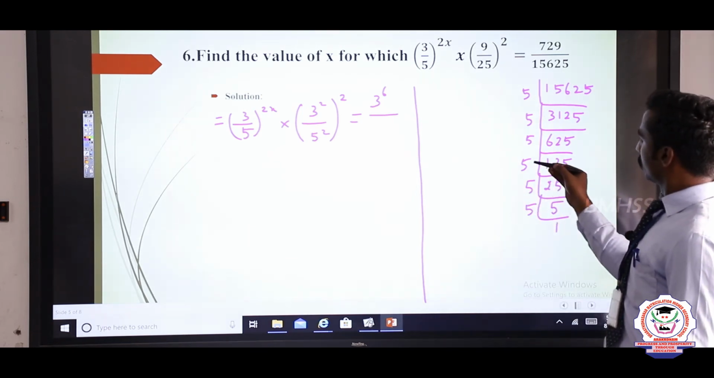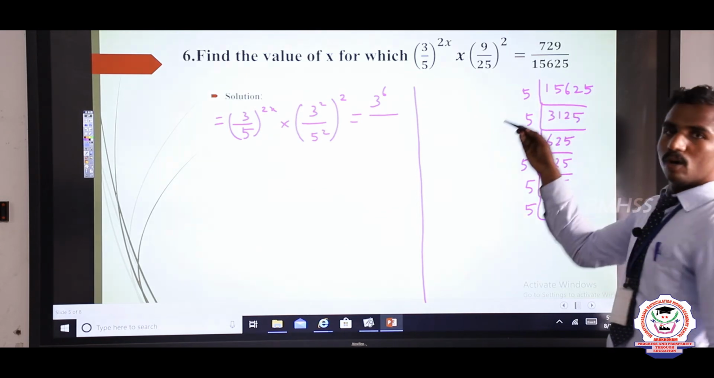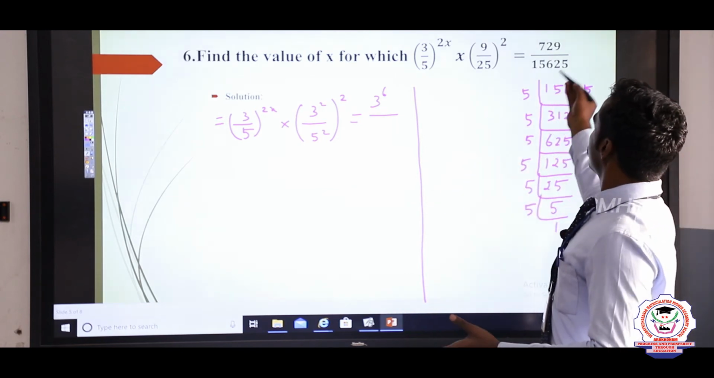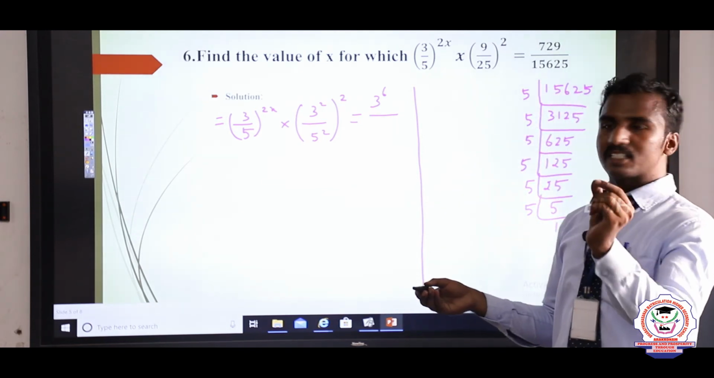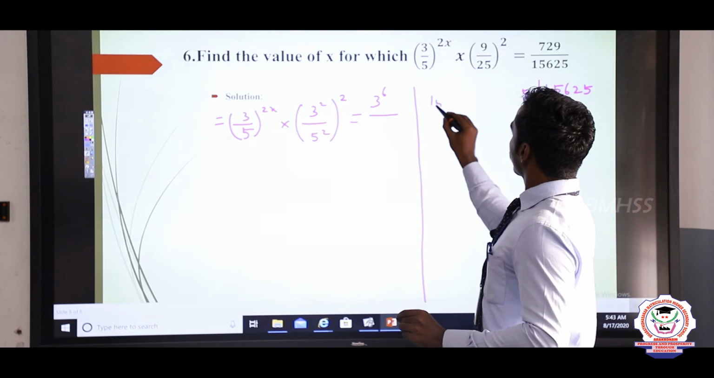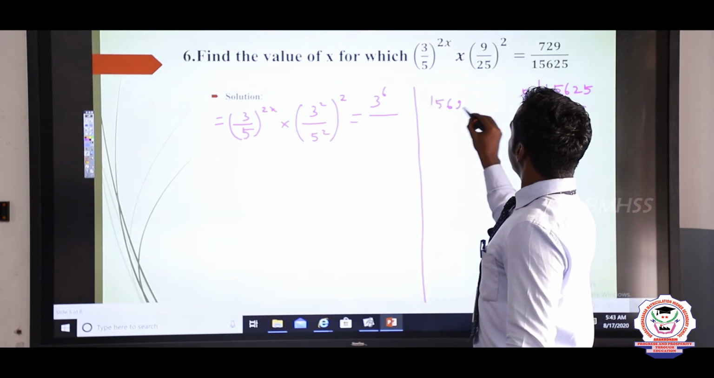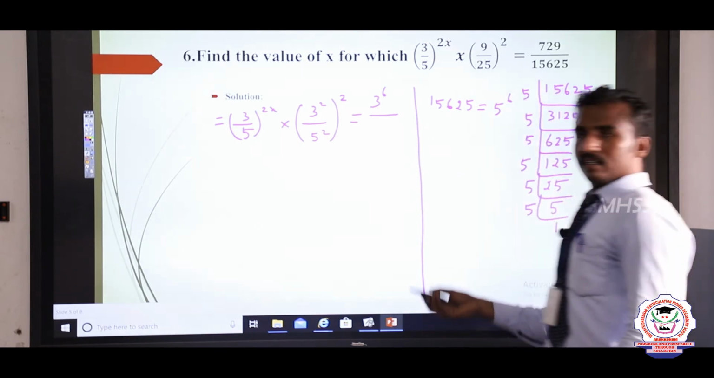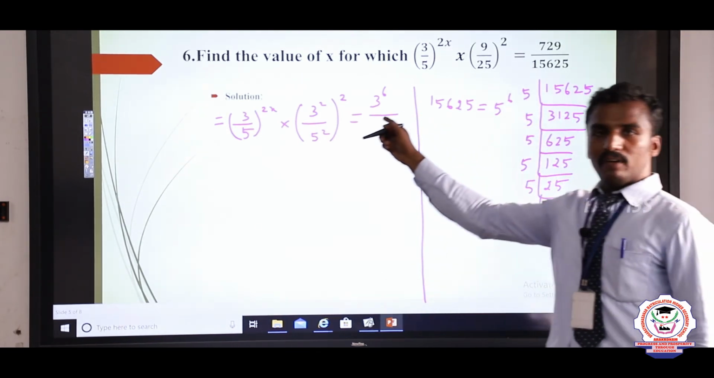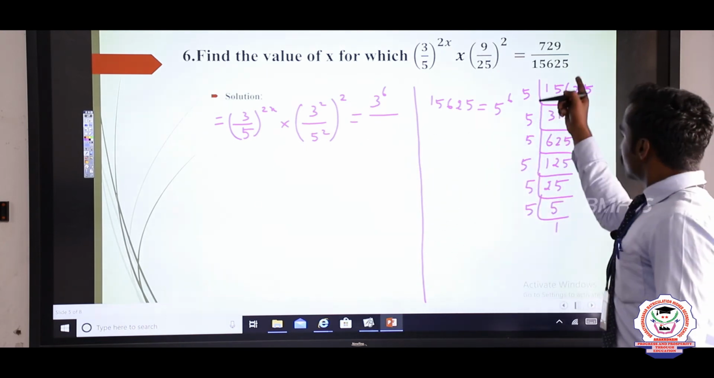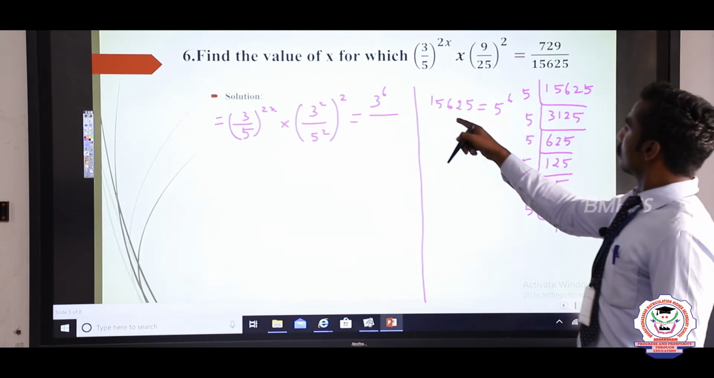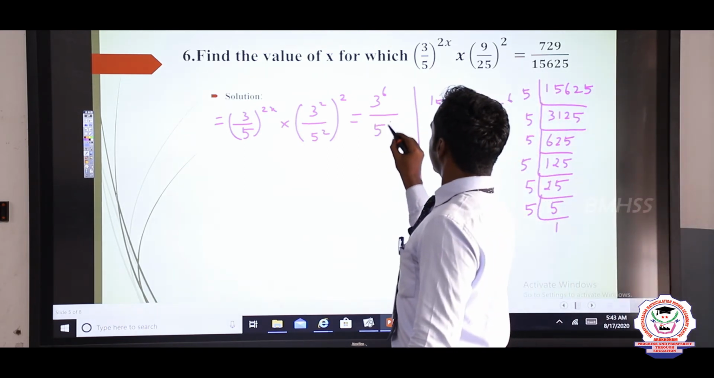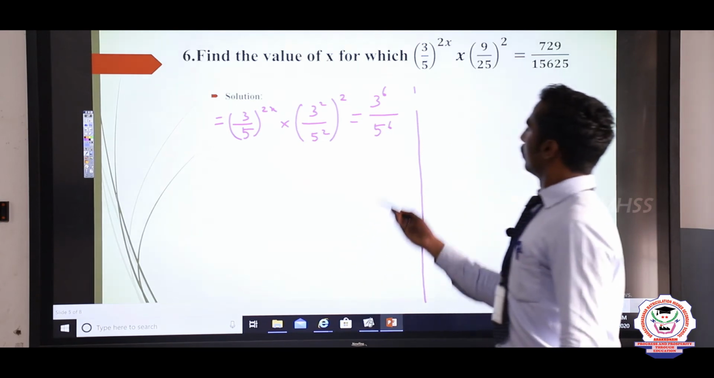1, 2, 3, 4, 5, 6. So 6 times 5 multiplied, we get 15,625. So 15,625 equals 5 power 6. 729 equals 3 power 6. In the same way, using prime factorization, 15,625 equals 5 power 6. So listen here, next step.